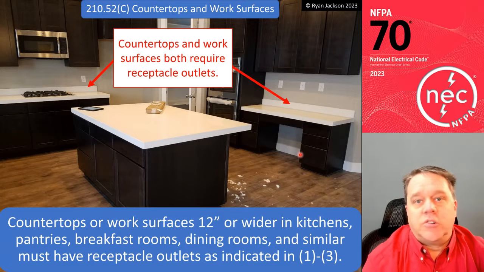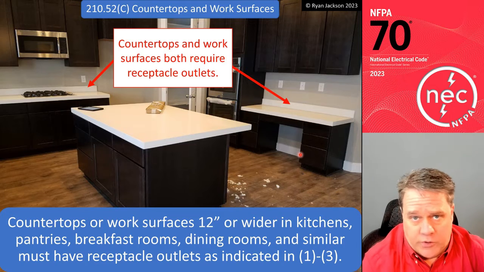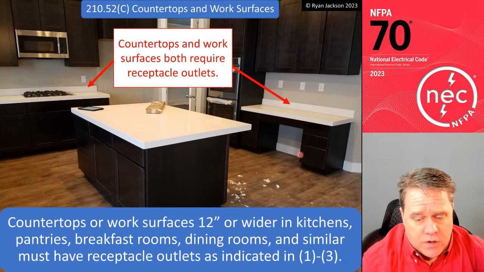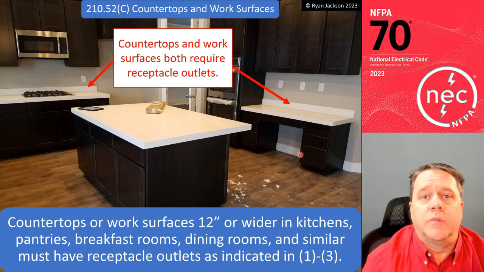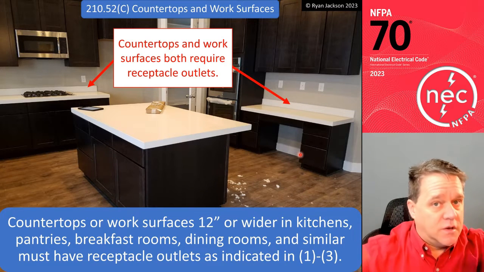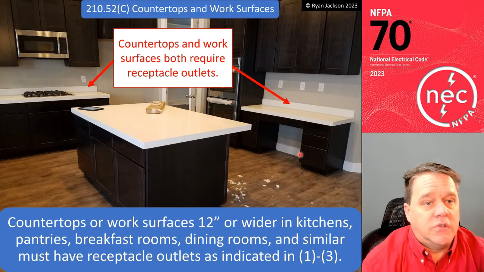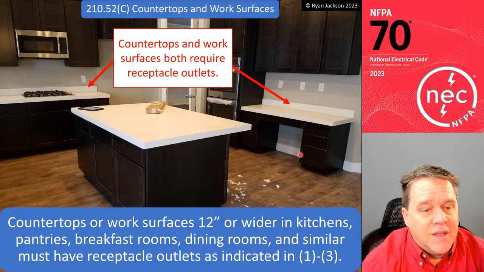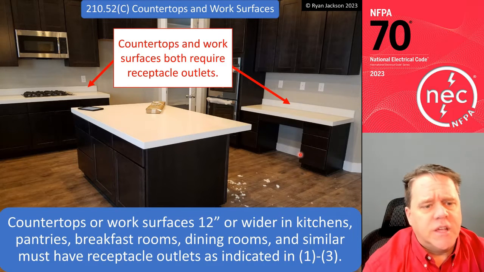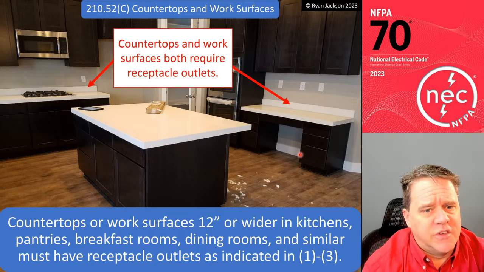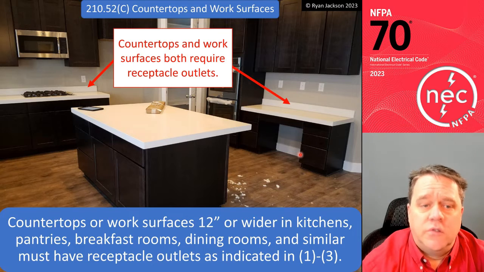Item C, countertops and work surfaces. All right, there's a big change in the 2023 code. I've done 2 videos covering it. If you want to hear about it, look at one of those videos. I'm not going to spend a ton of time on the change because this video is talking about the overall rule. So 210.52C, countertops and work surfaces. Countertops or work surfaces that are 12 inches or wider in kitchens, pantries, breakfast rooms, dining rooms, and similar must have receptacle outlets as indicated in items 1, 2, and 3.